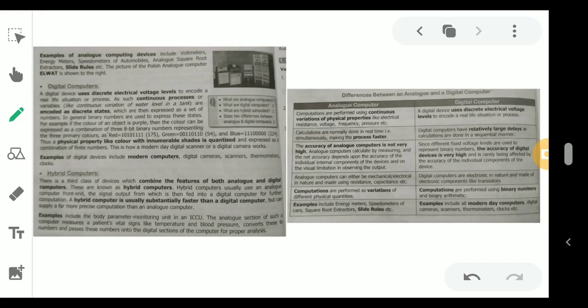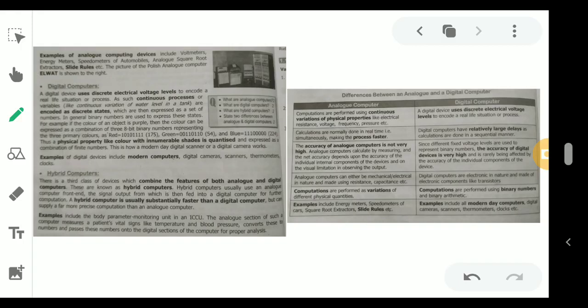A digital device uses discrete electrical voltage levels to encode a real life situation or a process, such as a continuous process or variables encoded as discrete states, which are then expressed as a set of numbers. In general, binary numbers are used to express these states.